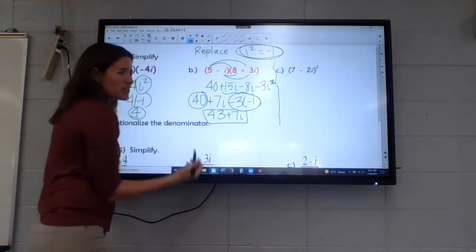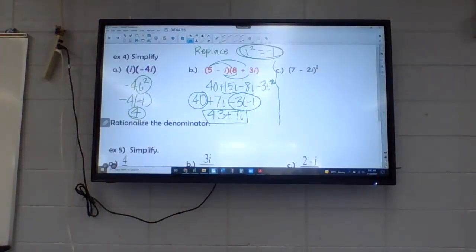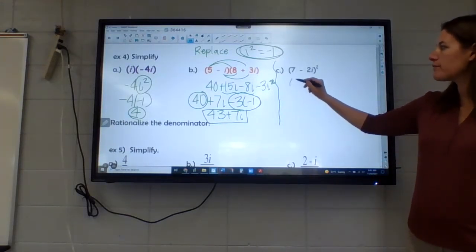And again, this is just the way we typically write it, we write that i term second. If you have it flipped, I would never take off for that. It's just kind of being in the right notation. And then here, don't forget we have to FOIL.